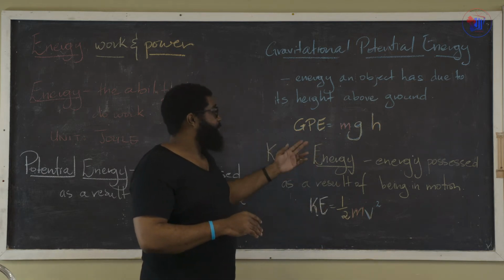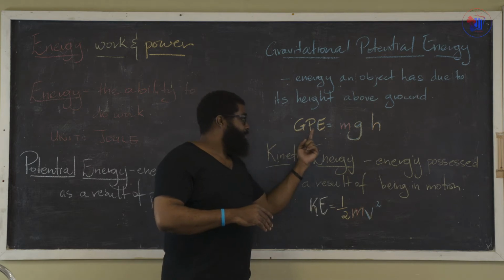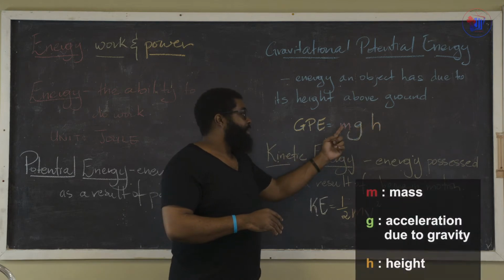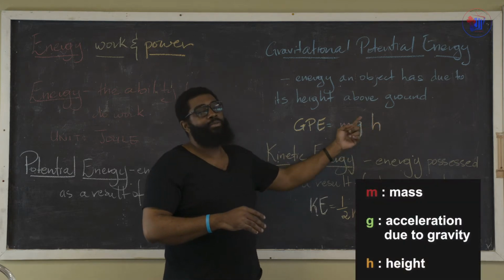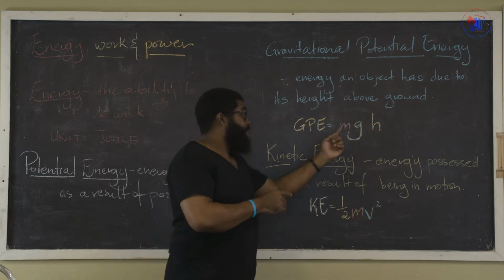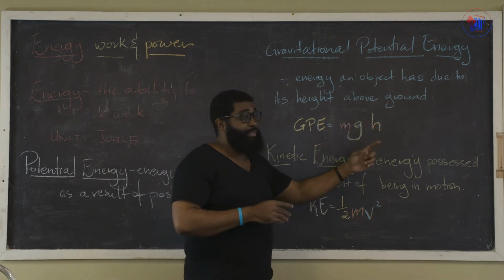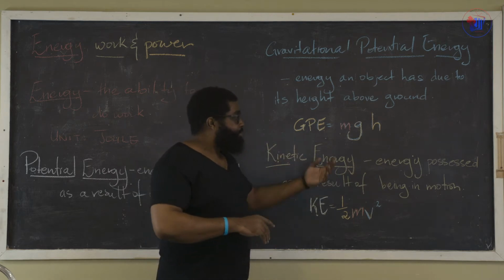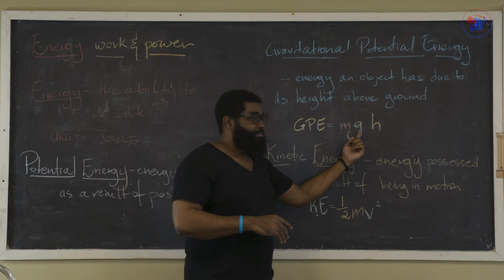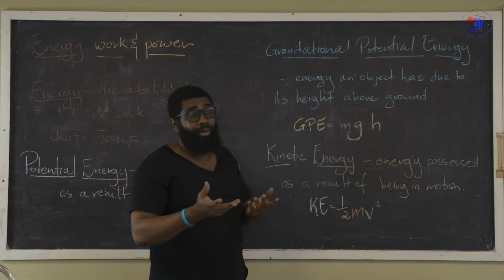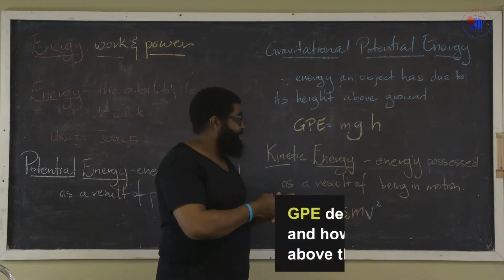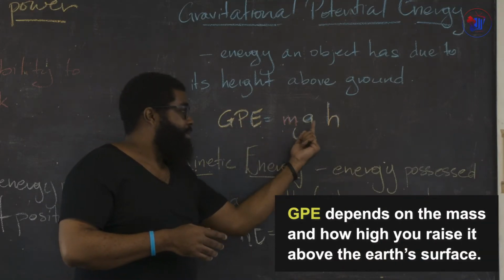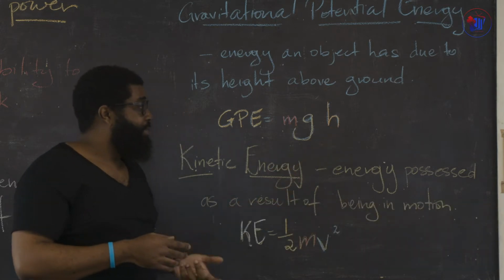Now, there is a formula for GPE. GPE, gravitational potential energy, is equal to M times G times H. Mass by acceleration due to gravity. Please do not say gravity, okay? It's acceleration due to gravity times height. And this height is how far above the Earth's surface the object is. Now, since G is a constant, 9.8, or 10 meters per second squared when not stated, essentially your gravitational potential energy depends on the mass and how high you raise it above the Earth's surface.